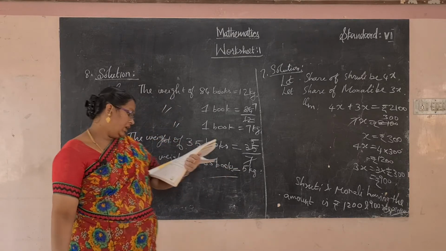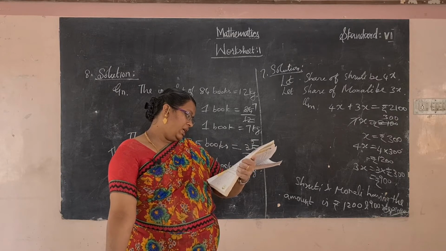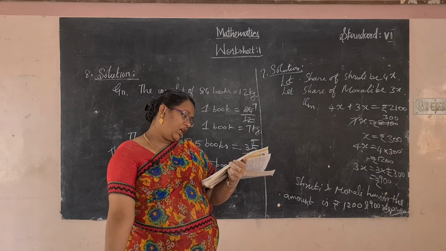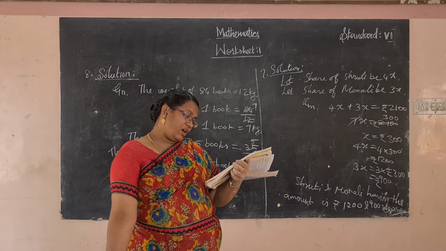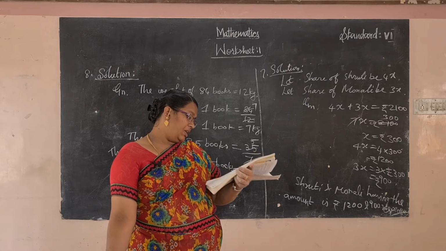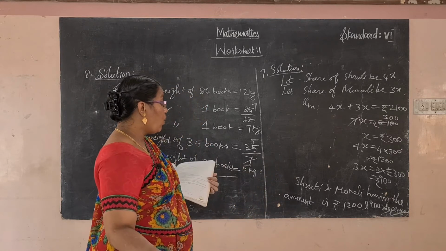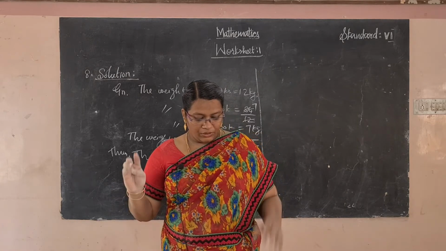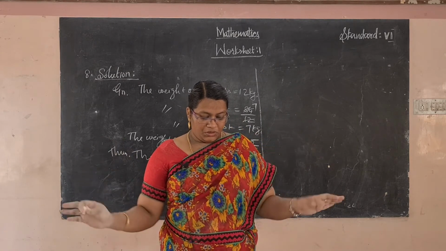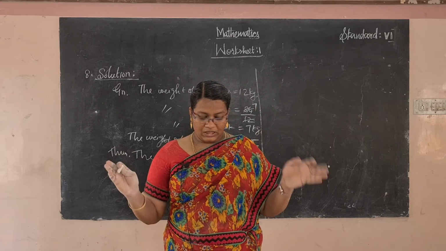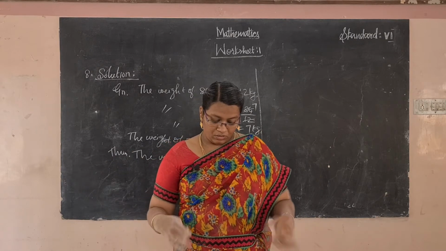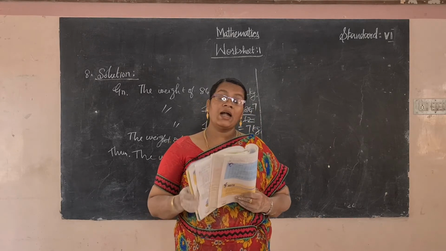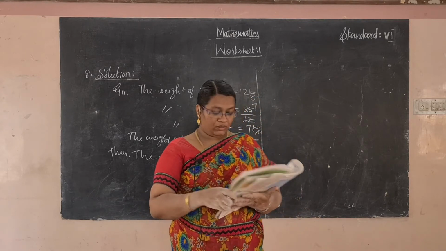And the ninth one: in a mixture of 72 liters of milk and water, the ratio of milk and water is 5:3. Find the quantity of milk and water. So totally 72 liters are there, and the milk and water ratio is given. So we have to calculate how many liters of milk and water are added separately.